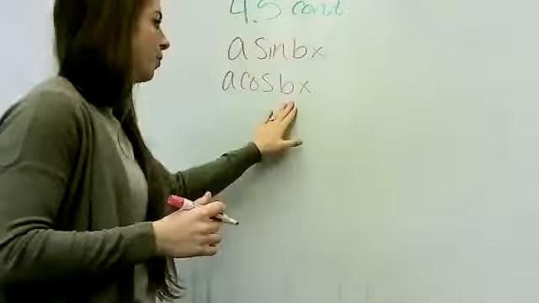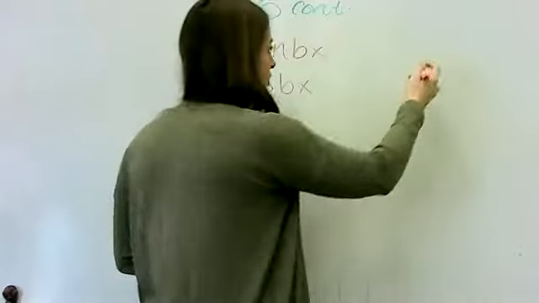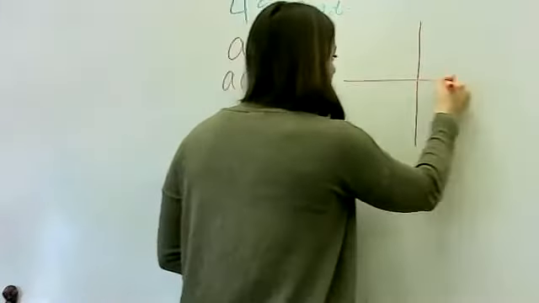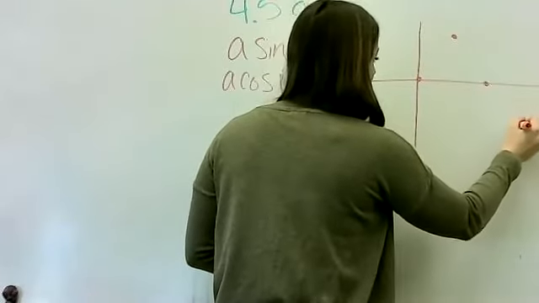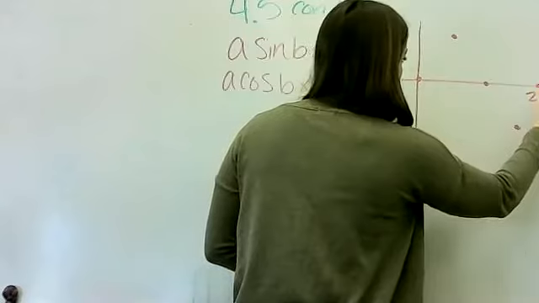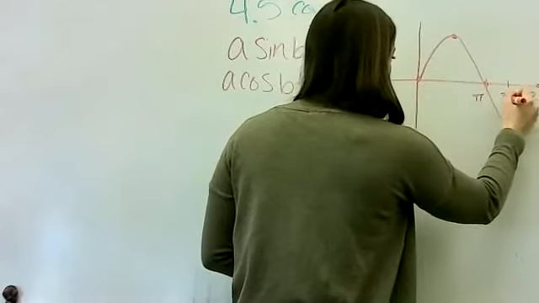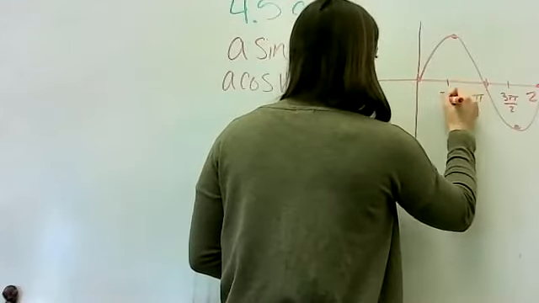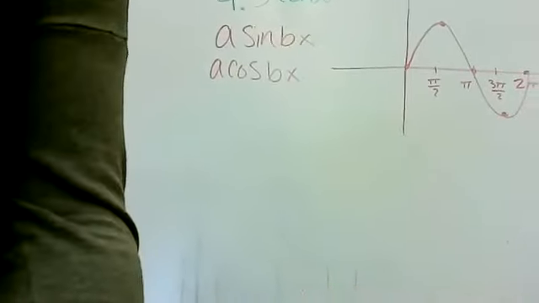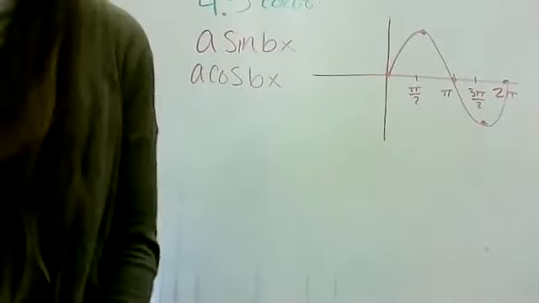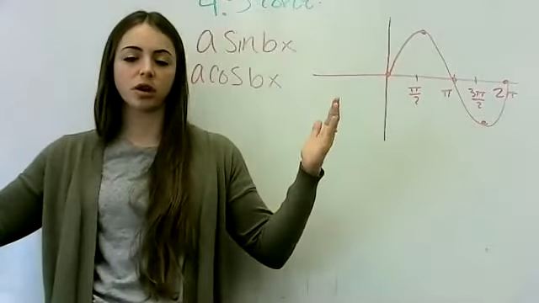This b value actually changes our period length. So think about a normal cosine function, or let's do a sine function instead. A normal sine function starts at 0, it goes up, it comes back down, and it ends at 2 pi. Here is pi, 3 pi over 2, pi over 2. That's one full period of a normal sine curve. So what this b value does is it either shrinks us or expands us, stretches us horizontally.